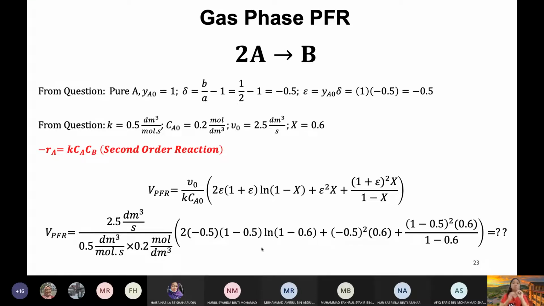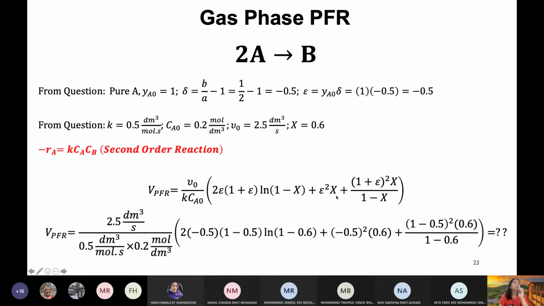As I told you, check which design equation fulfills all three conditions: PFR, gas phase, rate law second order. So there is actually only one equation, given as volume PFR equals epsilon naught over KCA naught, in brackets, 2 epsilon times (1 plus epsilon) ln(1 minus X) plus epsilon square X plus the rest of the equation. I also don't memorize it, it is long to say. Okay, you now know this is the equation you want to use.